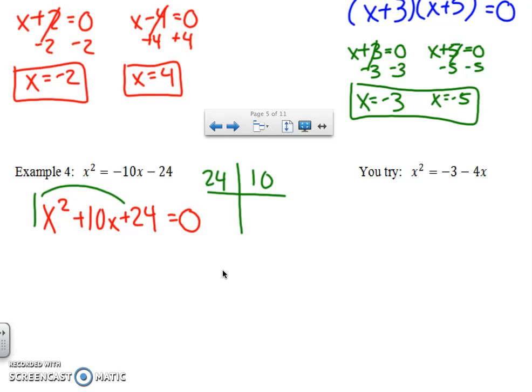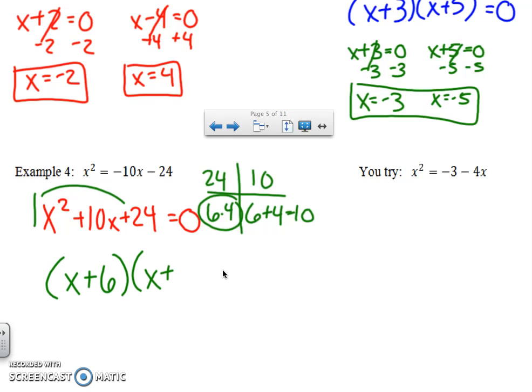You're going to list all the factors of 24. 6 times 4 comes to my head first, and so actually that works because 6 plus 4 is a 10. So again, x plus 6 is going to go in one parenthesis, x plus 4 is going to go in the other. So now to find your solution, you're going to set them equal to 0.